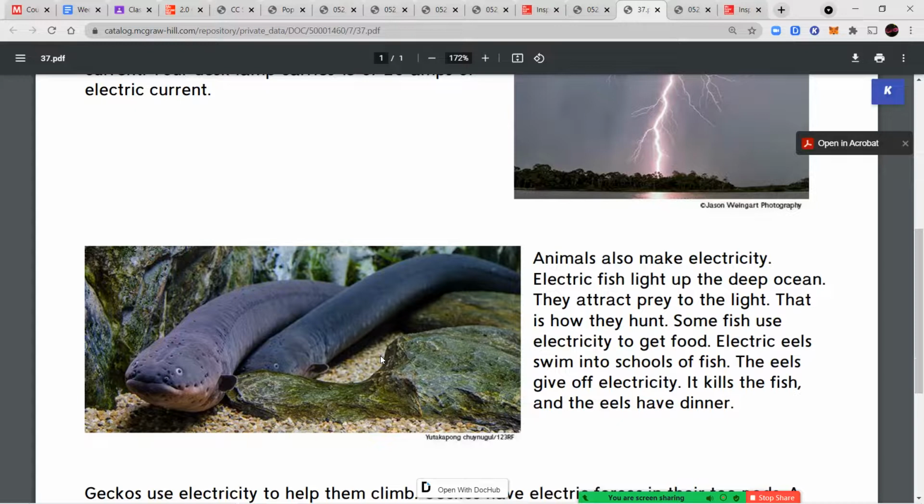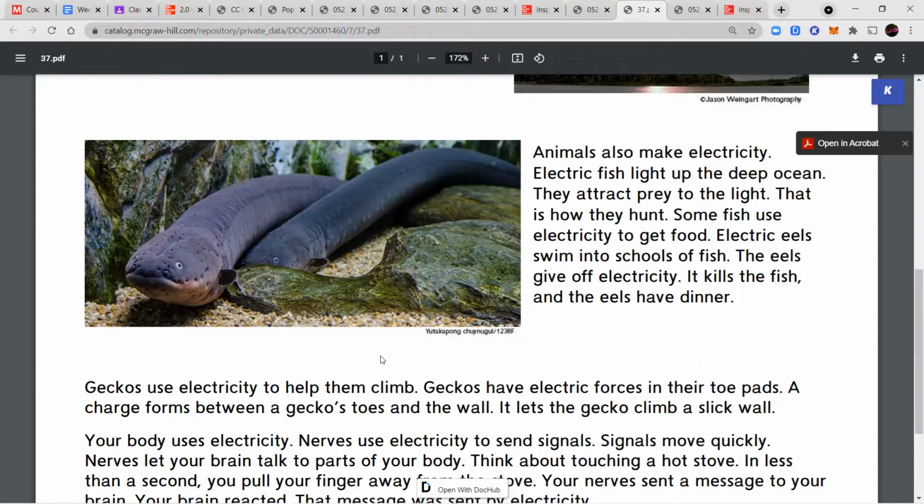Animals also make electricity. Electric fish light up the deep ocean. They attract prey to the light. That's how they hunt. Some fish use electricity to get food. Electric eels swim into a school of fish. The eels give off electricity. It kills the fish and the eels have dinner.